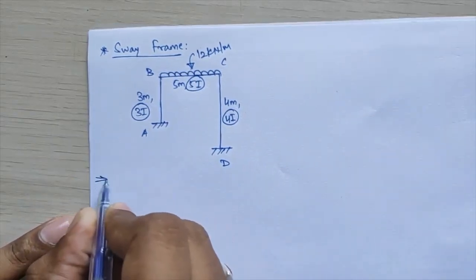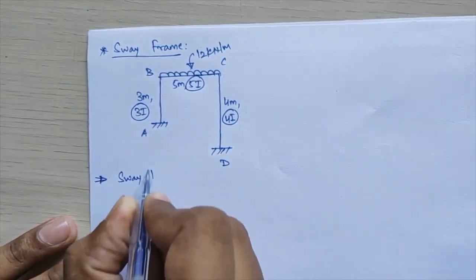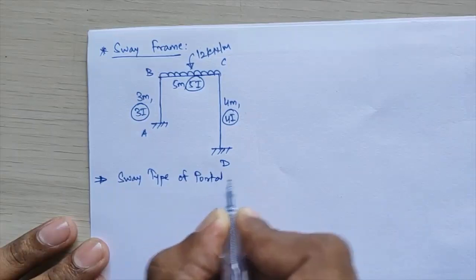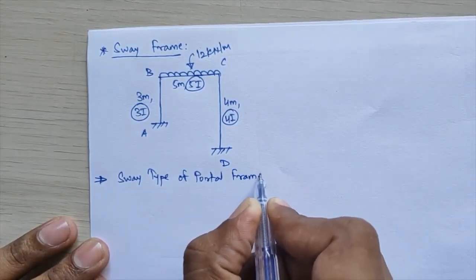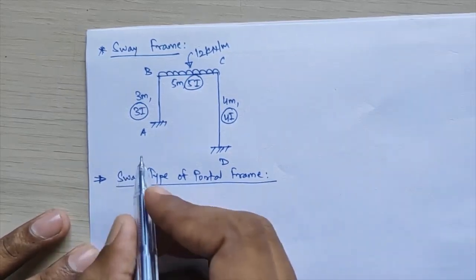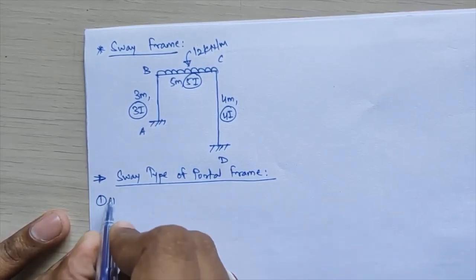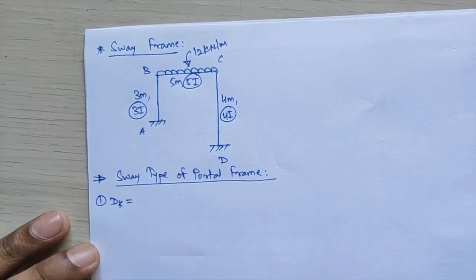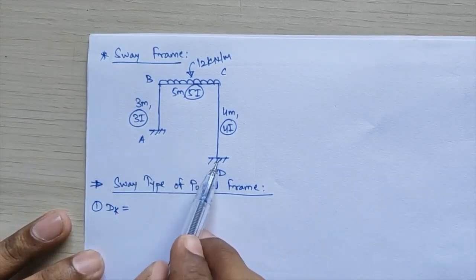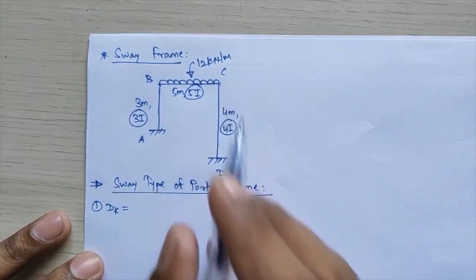So initially, first you need to identify the frame. This frame is a sway type of portal frame, so I am writing the type of frame: sway type of portal frame. Now you start with the same initial step, step number 1. You calculate the kinematic indeterminacy. Joints A and D are fixed, so the DKI value at joints A and D will remain 0. Joint B is a rigid joint and C is also a rigid joint, so the DKI value comes equal to 2.